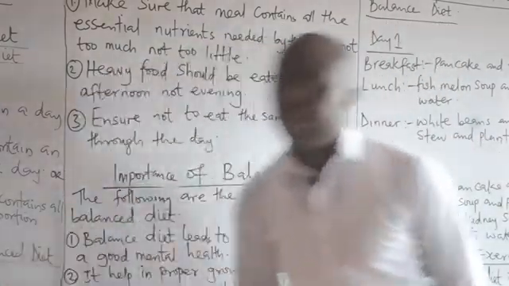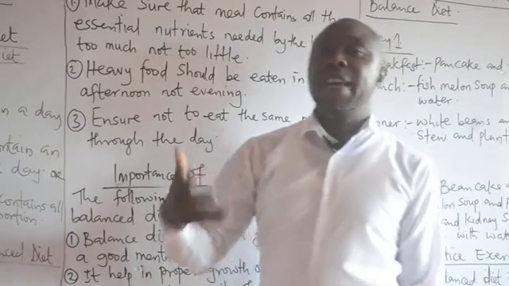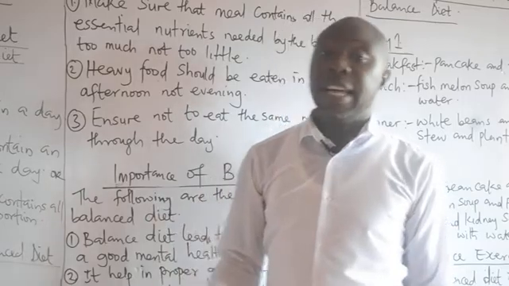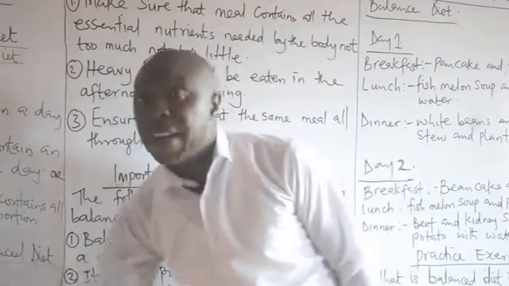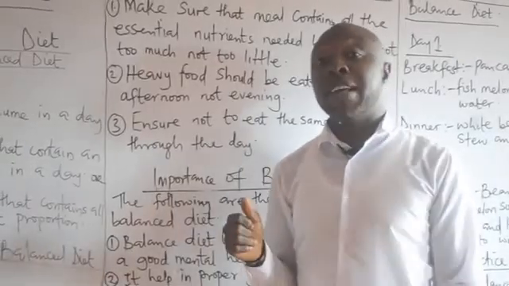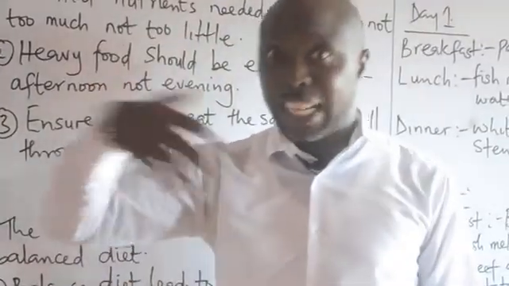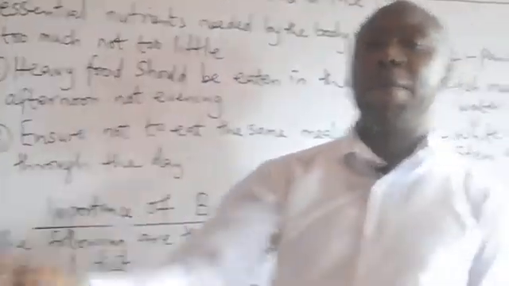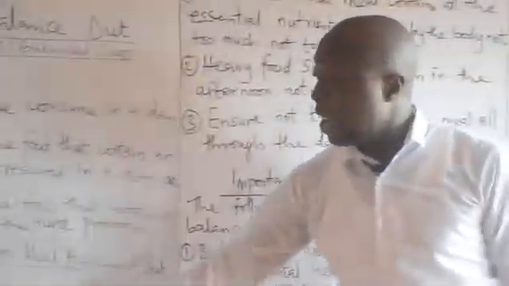Then we have mineral. Mineral helps our bones to be strong. And most of these food items contain minerals in small quantity. Then we have fat and oil. Fat and oil help to keep the body warm. Examples of fat and oil include groundnut. Groundnut is a good example of fat and oil. There are also other examples. Groundnut oil is a good example. Palm oil is a good example. Butter is a good example of fat and oil.